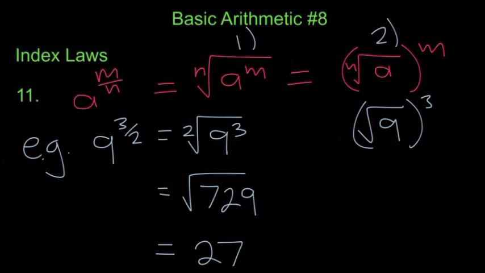However, if we follow this second path, most people do know that the square root of 9 is 3. So the square root of 9 is 3, and we need to cube that, so we have 3 cubed, and most people would also be aware that 3 cubed is 27. So this second path is perhaps a much easier path for doing that calculation. Now you need to get lots of practice in using the index laws.